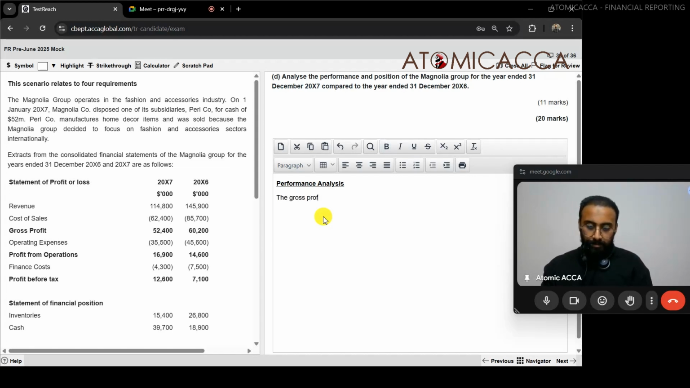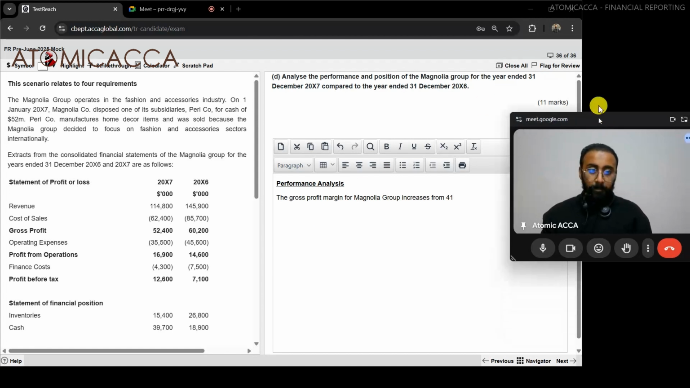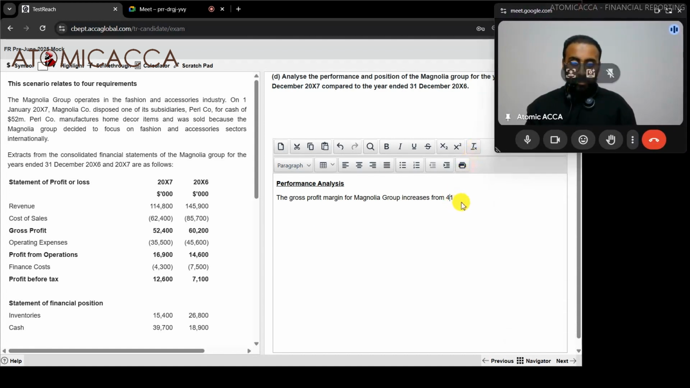The gross profit margin for Magnolia Group increases from 41 percentage in 20x6 with Pearl Company to 45 percentage in 20x7 without Pearl Company.